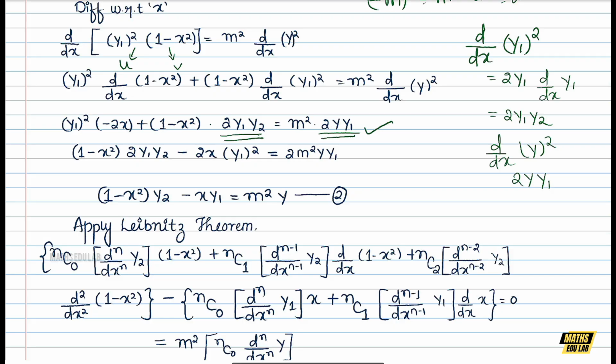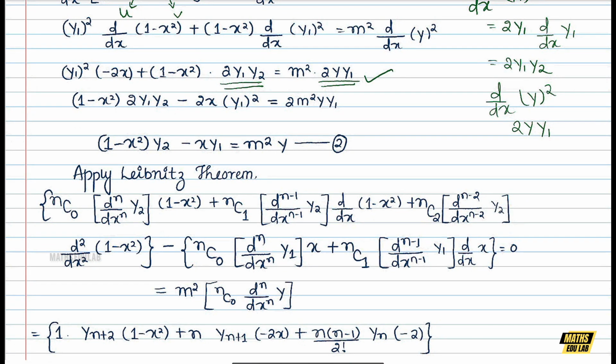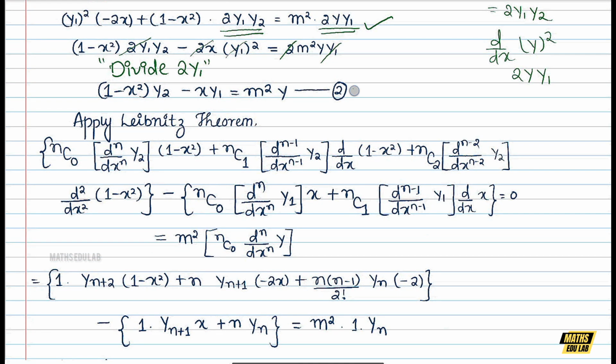into y1. Now if you see here, let me cancel the 2y1 value. So we divide by 2y1. When we divide by 2y1, the 2y1 cancels out here, and here also the 2y1 cancels out, and the remaining is (1 minus x^2) y2 minus x y1 equals m^2 y. So this will be our second equation.